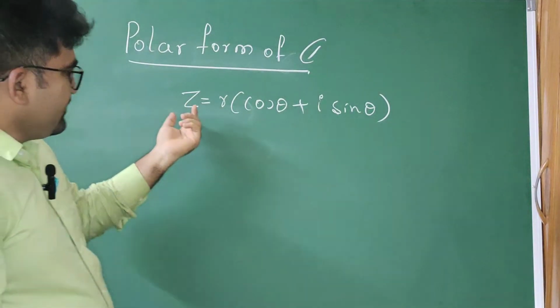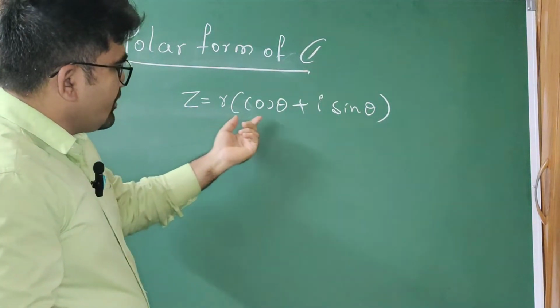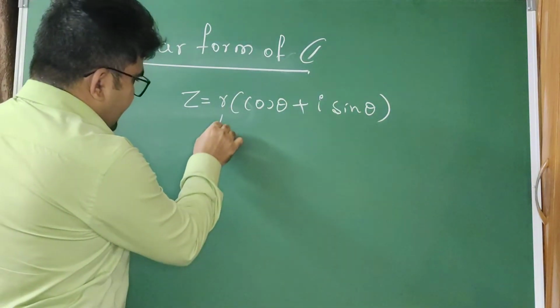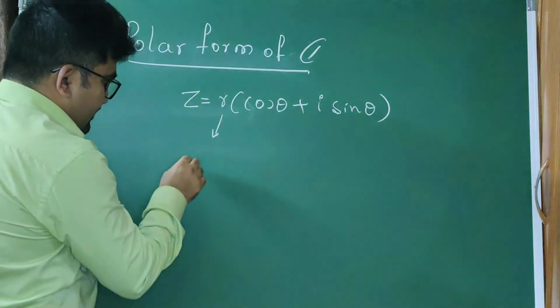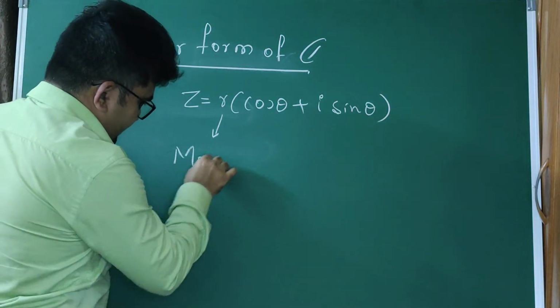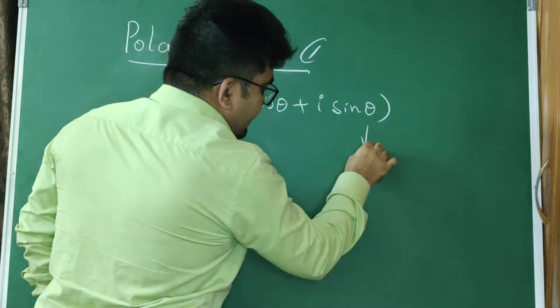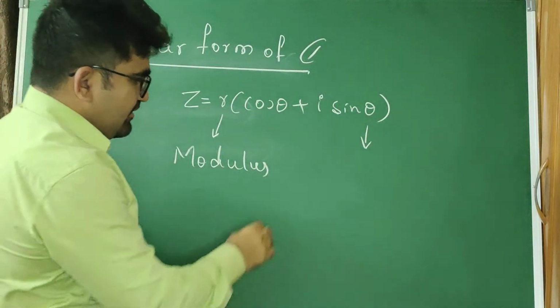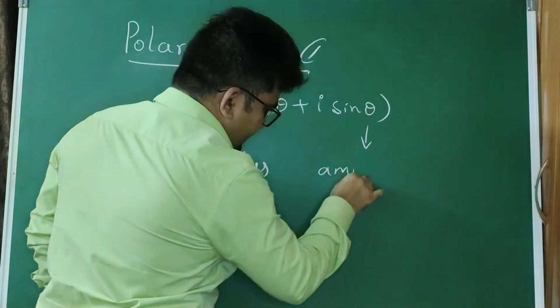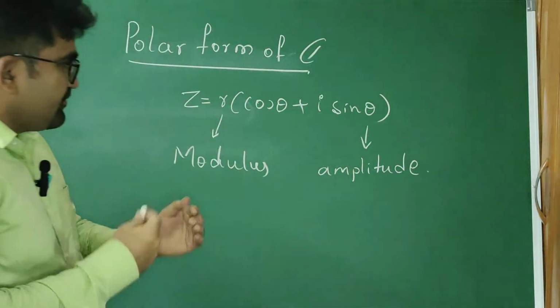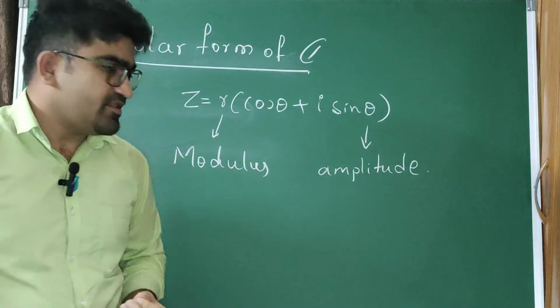Here ಇಲ್ಲಿ ನೋಡಿ, z is equal to r into cos theta plus i into sin theta ಅಂತ ಇದೆ. Here r is called modulus ಅಂತ ಕರಿತೀವಿ. This is modulus, and here theta is called amplitude ಅಂತ ಕರಿತೀವಿ. Here this is amplitude. See here, what is a polar form of representation of a complex number ಅಂದ್ರೆ ಹೇಗೆ ಬರಿಬೇಕು?